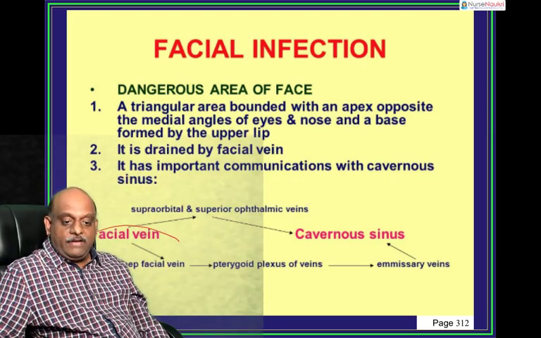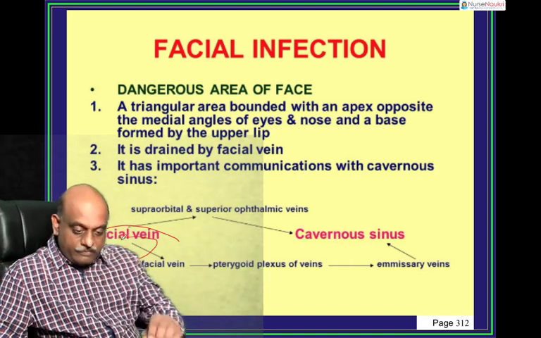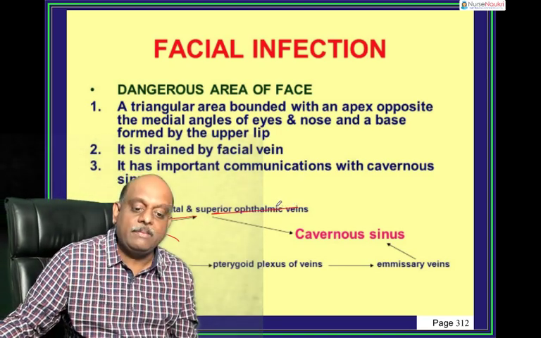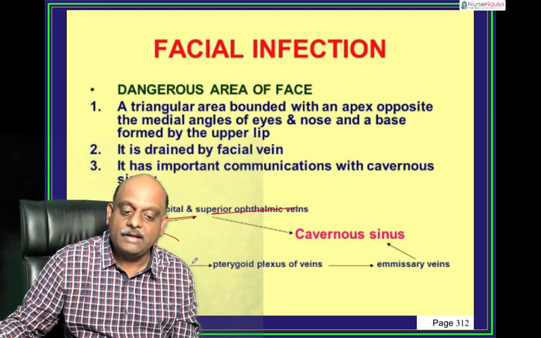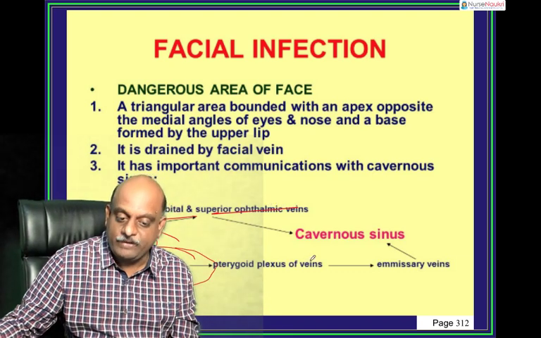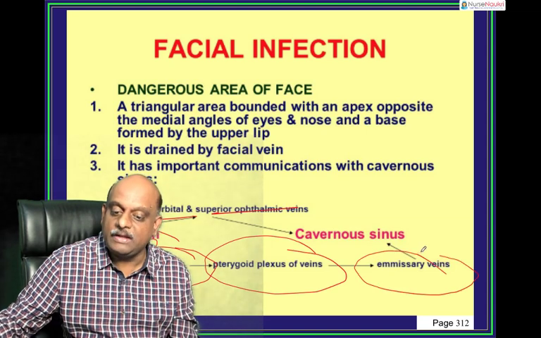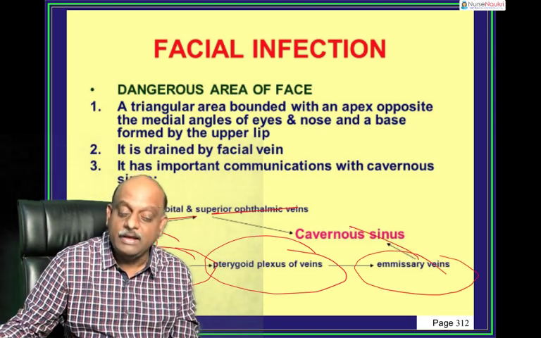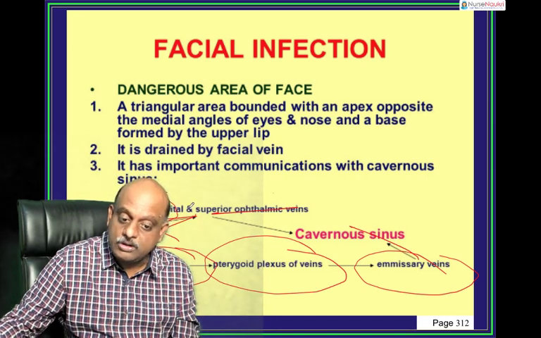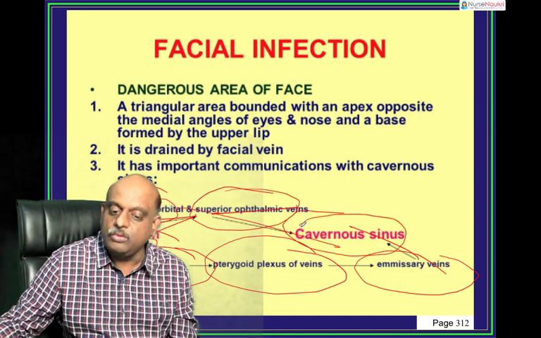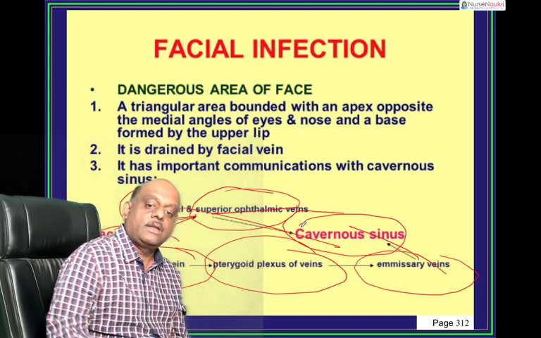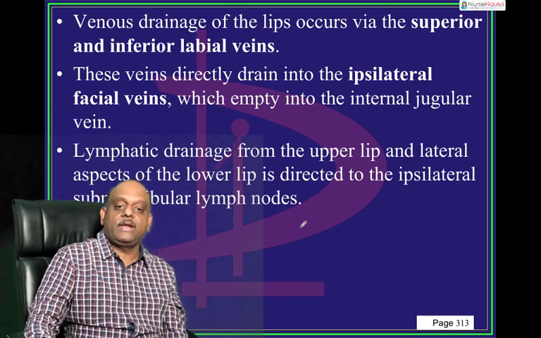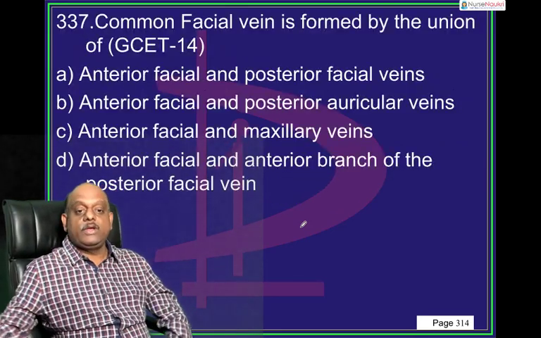So the facial vein, through the supraorbital and superior ophthalmic veins, and the facial vein also gives the deep facial vein, pterygoid plexus, emissary veins and cavernous sinus. Another way: facial vein, supraorbital, superior ophthalmic vein, and go to the cavernous sinus. कैसा भी वो cavernous sinus को पहुंच रहा है. That is what the examiner is going to ask.